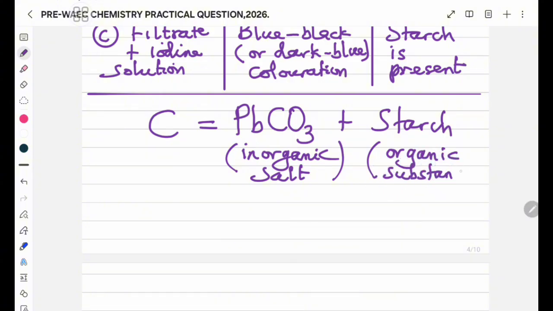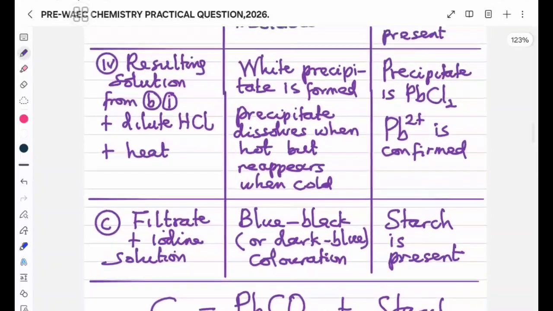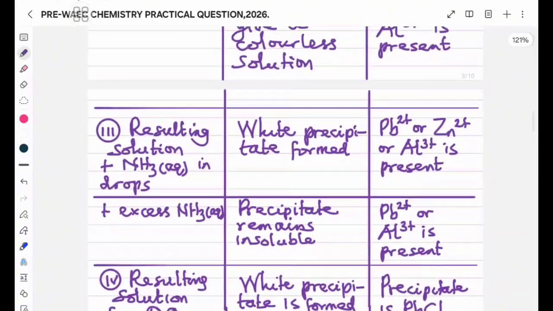Starch is an organic substance, it is not a salt. Don't call it a salt. It's an organic substance. So this is what we have in sample C.